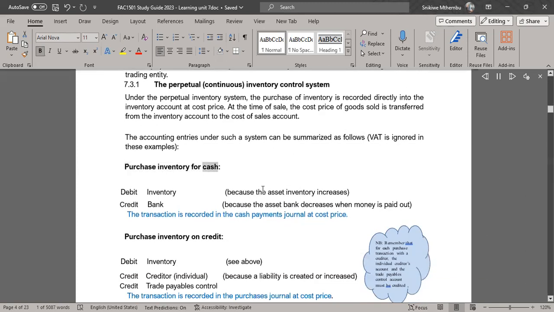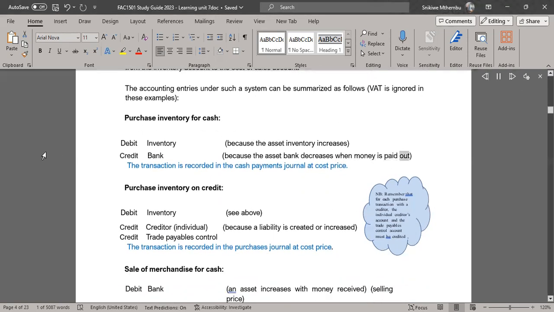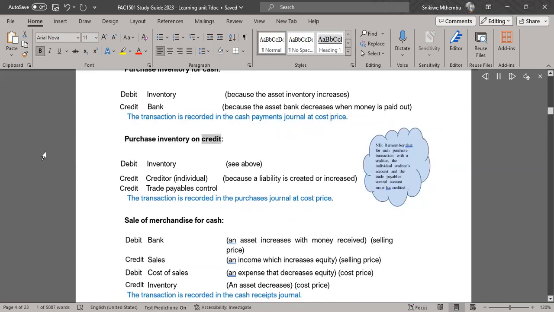Purchase inventory for cash. Debit inventory, because the asset inventory increases. Credit bank, because the asset bank decreases when money is paid out. The transaction is recorded in the cash payments journal at cost price. Purchase inventory on credit. Debit inventory, see above. Credit creditor, individual, because a liability is created or increased. Credit trade payables control. The transaction is recorded in the purchases journal at cost price.